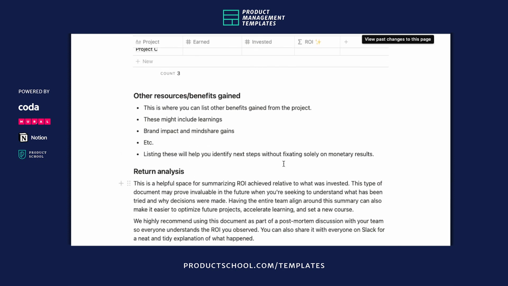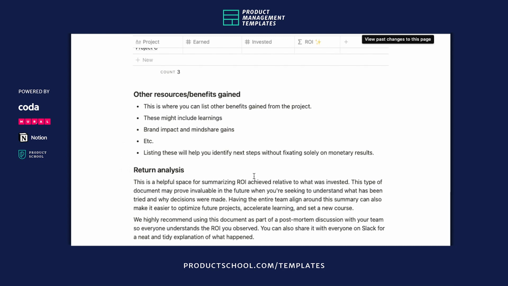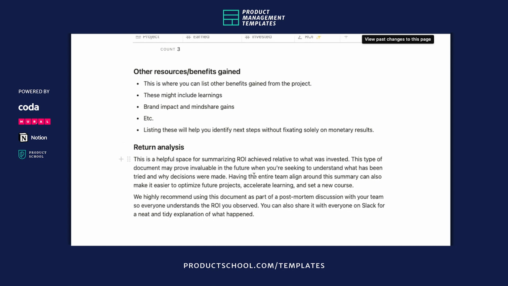Other things that we've baked in here, we really wanted to give you a space that would prompt you to look at the other resources that you might have invested or other benefits that you might have gained. Because again, money is not the whole thing. This might be about learnings, it might be about brand impact, but really look at whether you got some other things out of this that might determine whether you want to do it again or continue.